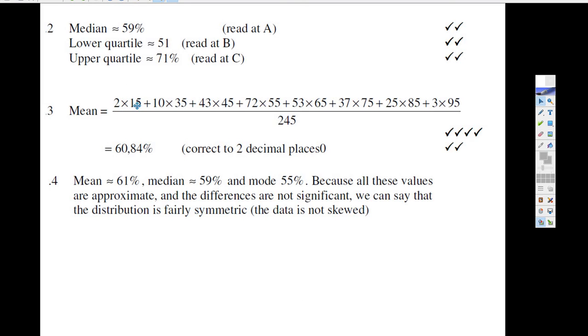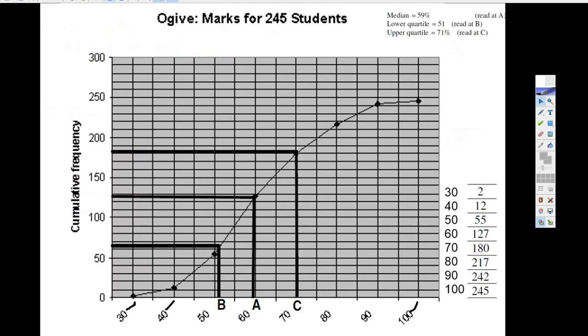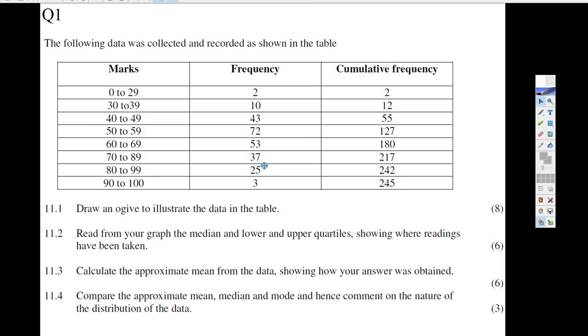There's 2 in the range of 15. And then there are 10 people in the range of 35, between 30 and 40. They just took the halfway point. But it's actually discrete data, so it really should be 34.5. But anyways, they went 10 times the middle. And then 43 people times the middle, 72 times the middle, 53 times the middle. Those are just the numbers. How many are in each: 53, 37, 25, 3, all times the midpoint. And they took the midpoints as 80 to 90. They just did it like that.